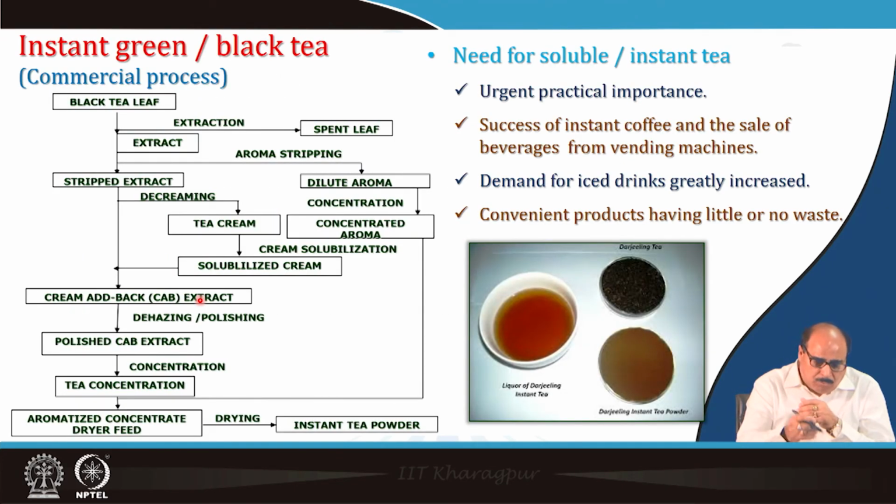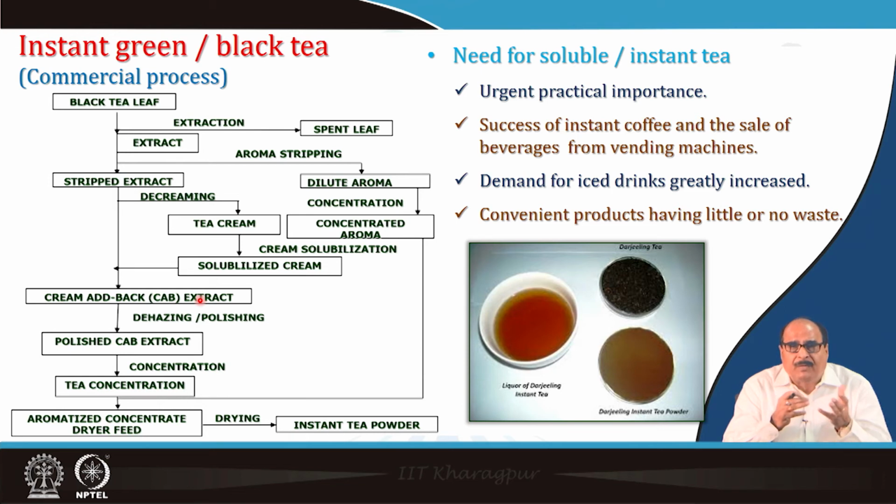So, in this process flow chart I have shown you the commercial process for making instant green tea or instant black tea. And what is the need of making soluble tea or instant tea? Because it is of urgent practical importance. The success of instant coffee, that is, you get coffee from coffee vending machines, has necessitated making similarly soluble tea, so that the same vending machine can be used. Demand for iced drinks has greatly increased, as have convenient products having little or no waste.